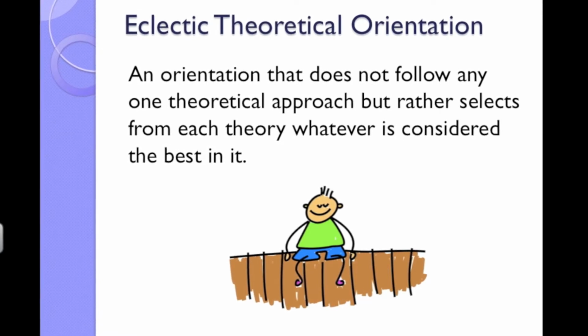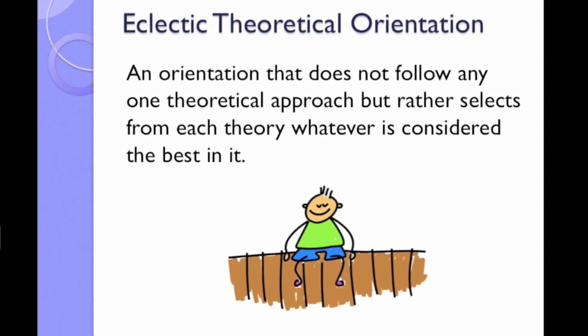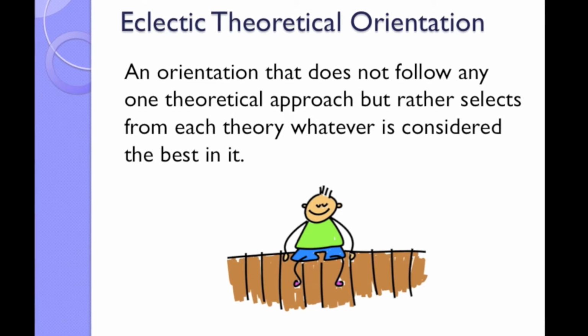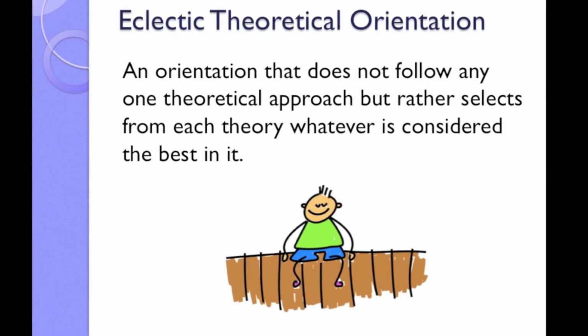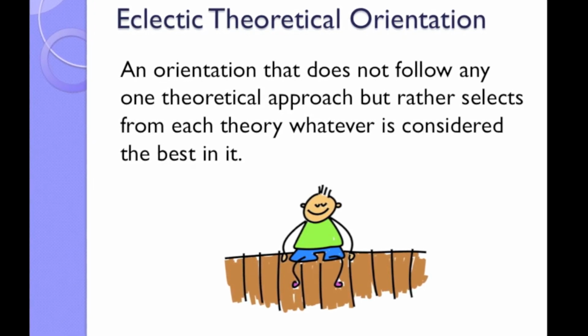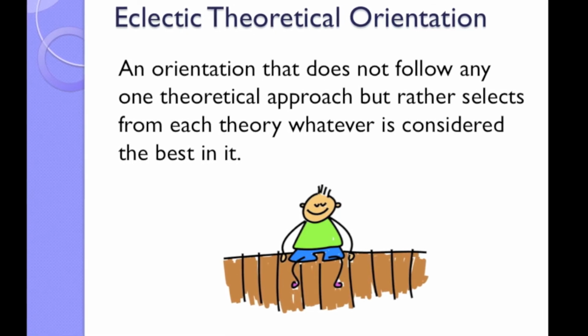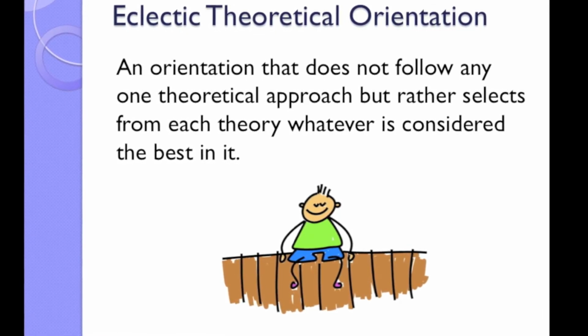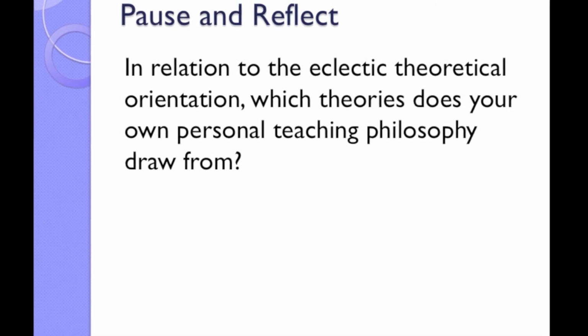As stated at the beginning of this section, no single theory that we've outlined can explain adolescent development in full. However, each has contributed significantly to our understanding of development. If we take on an eclectic theoretical orientation, which does not follow any one theoretical approach, but instead selects from each theory whatever is considered the best features, we can better understand adolescence.